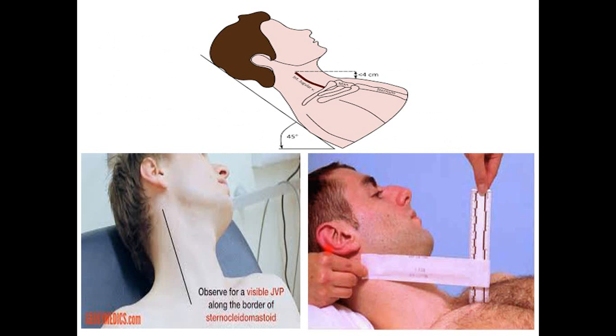This is the way to do the JVP. Here we use a ruler, and we measure this height, say 3 to 4 centimeters, or for example 10 centimeters. As the JVP rises, the reading here rises. So you have to observe for a visible jugular venous pulsation along the sternomastoid muscle, and we place a ruler here and a ruler here and measure the jugular venous pulsation. Normally it is below 4 centimeters. If it is above that, we say elevated jugular venous pulsation, elevated JVP.